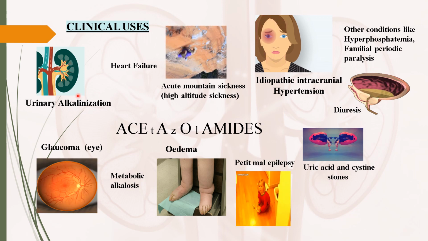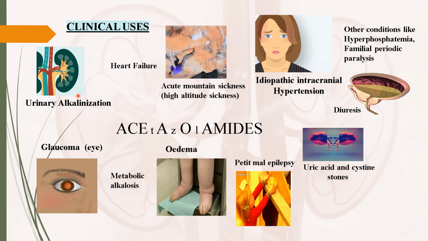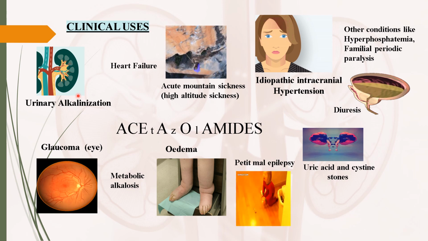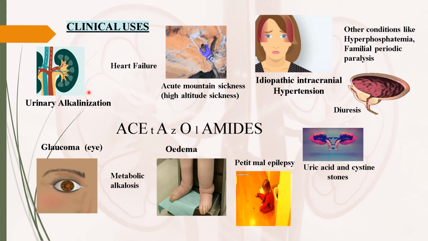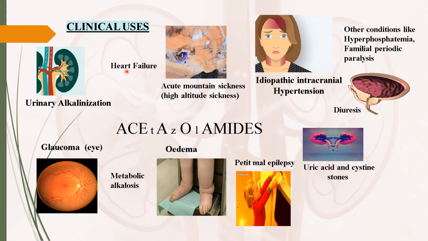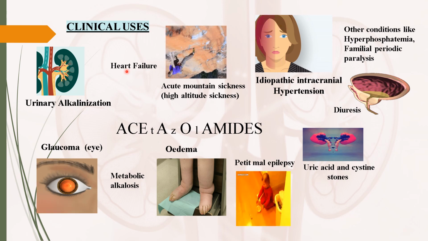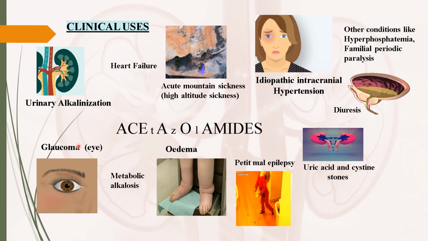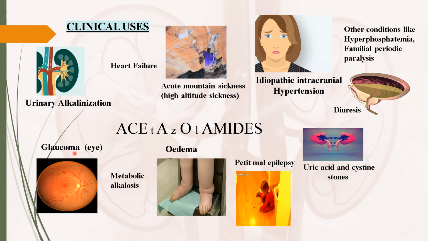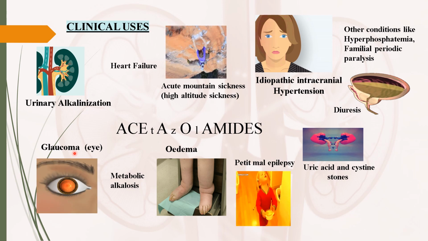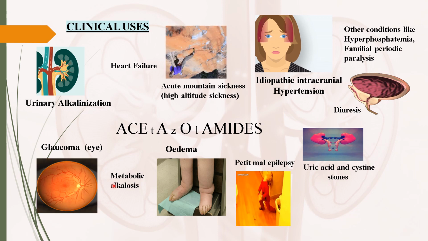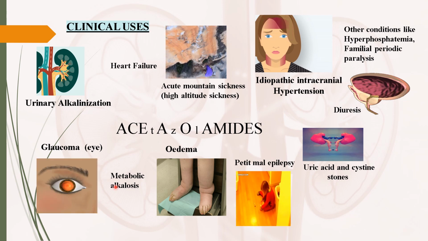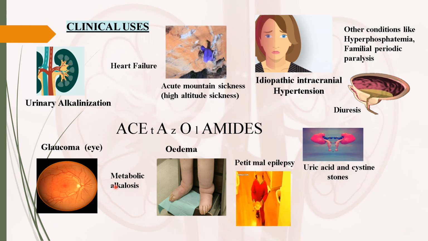These drugs produce urinary alkalinization by secretion of bicarbonates in urine, which is used clinically to excrete acidic drugs in certain toxicity conditions. These drugs are used to reduce edema and metabolic alkalosis in patients with heart failure. These drugs inhibit carbonic anhydrase enzyme present in eyes and reduce intraocular pressure, which is used to treat glaucoma. In case of metabolic alkalosis, these drugs are used to produce metabolic acidosis.